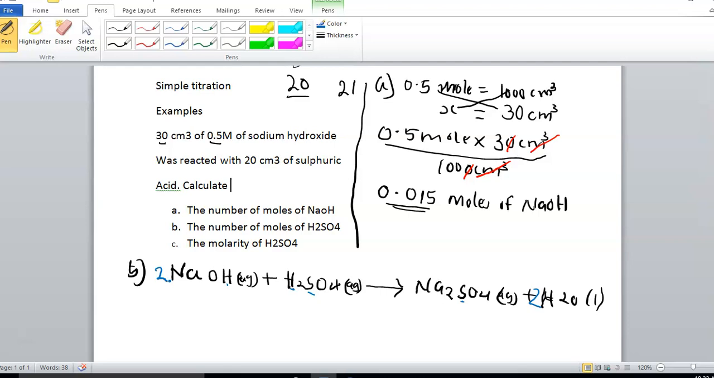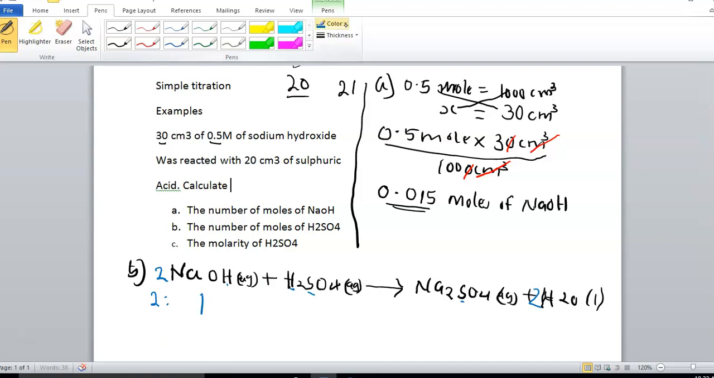Oxygen, let us see the oxygen, the last element. We have 2 oxygen here, and then on the product side, we have 2 oxygen. Balanced. Now that we have the mole ratio of the reactants, from sodium hydroxide to sulfuric acid, we don't have any value here, but there is a hidden 1, then 1.